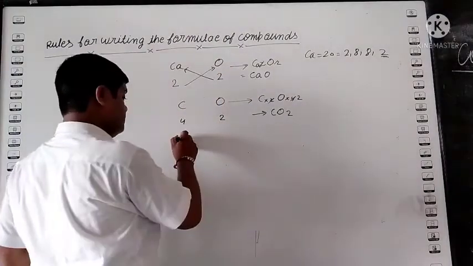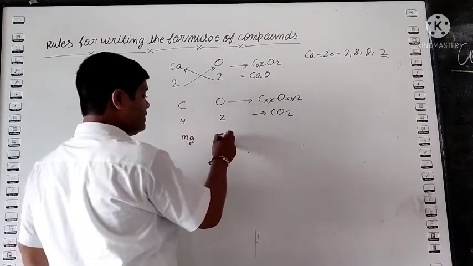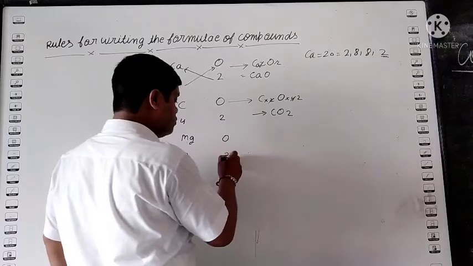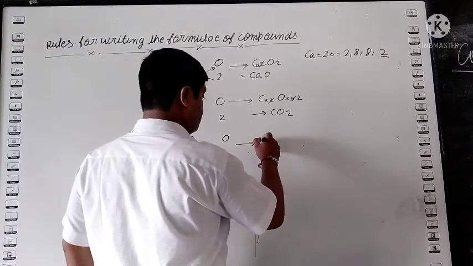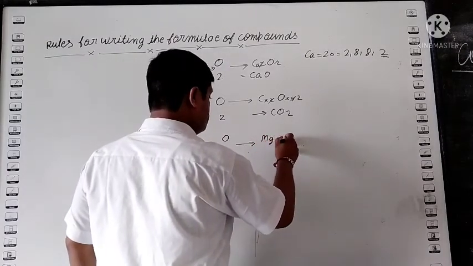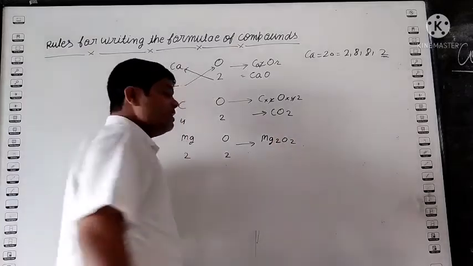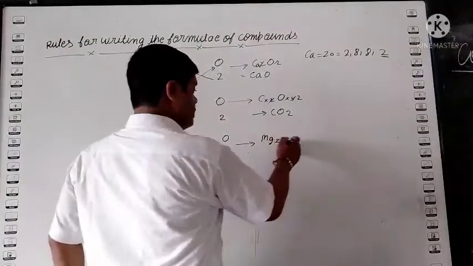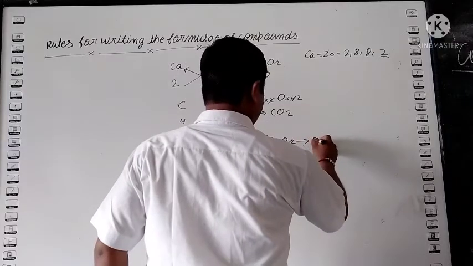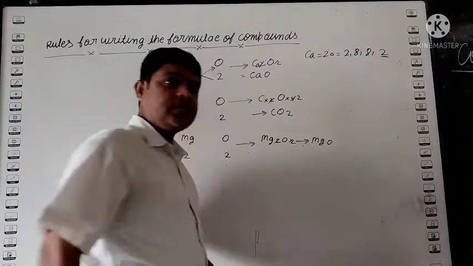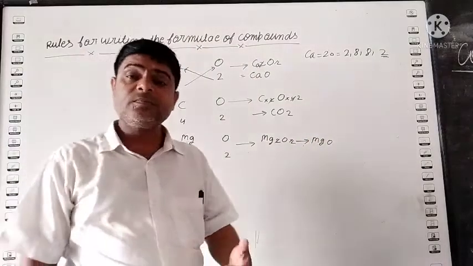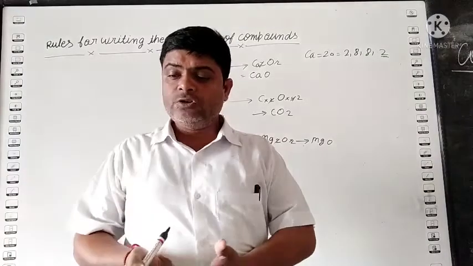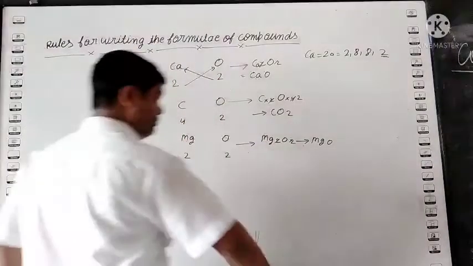Other things, like magnesium oxide. Magnesium and oxygen. What is the magnesium charge? 2. And oxygen charge also 2. Means Mg2O2. What I told: if it is divisible by any number, we divide it. So what is the formula? MgO. Okay, students. Similarly, like aluminium sulfate. Aluminium sulfate. So you see, aluminium.